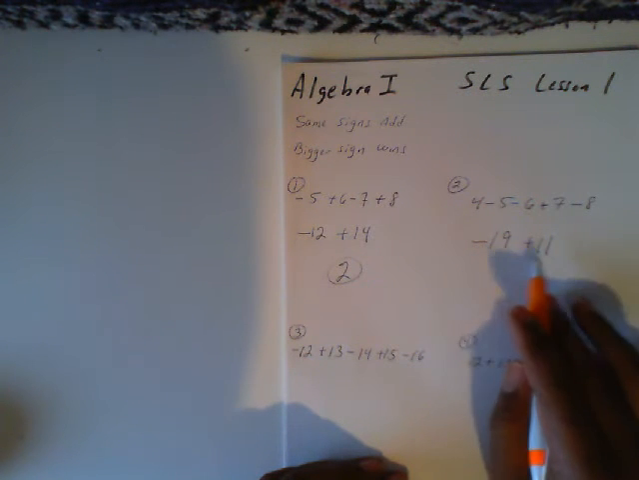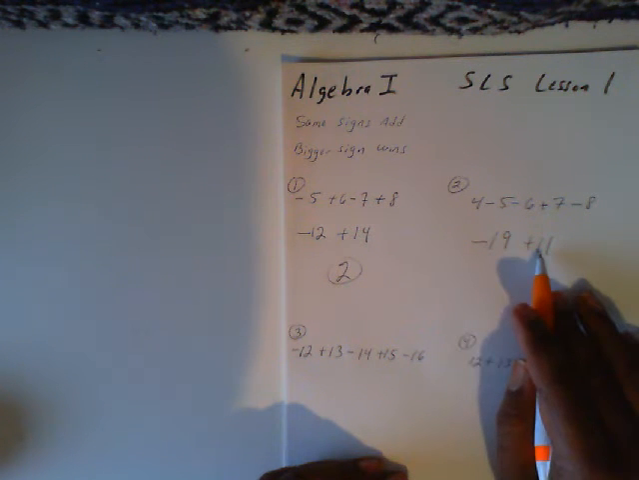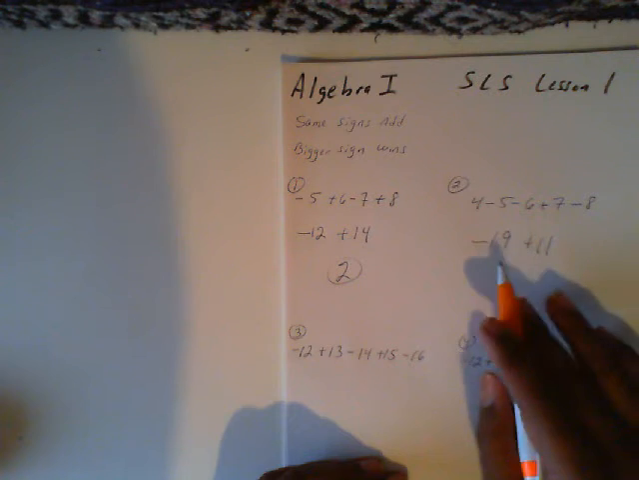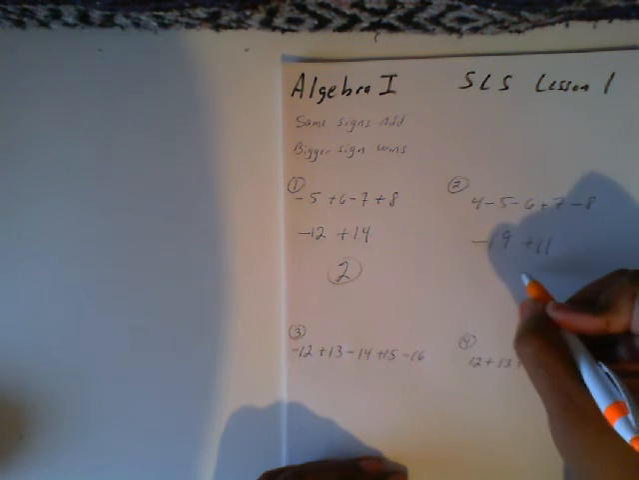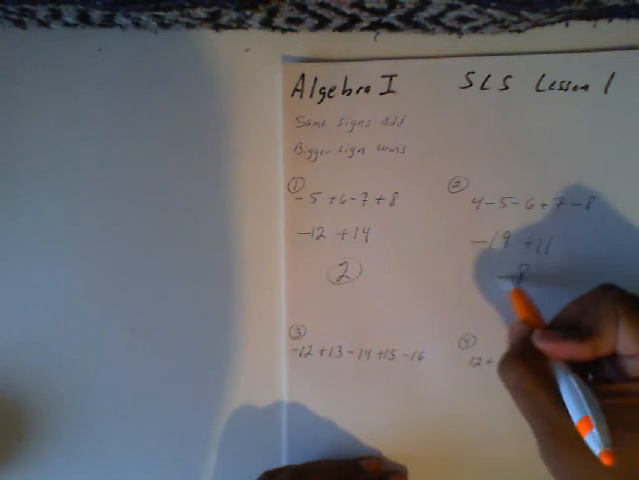Now we have a -19 and a +11. These are not the same signs. These are different signs. So different signs will subtract, or will not add. So we'll subtract those and we'll get 8. And the bigger sign wins, which is -19, so this will be -8.